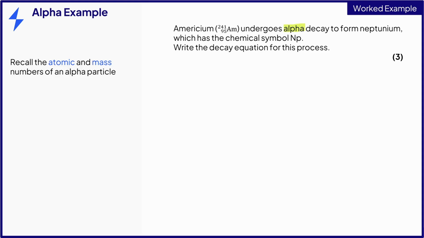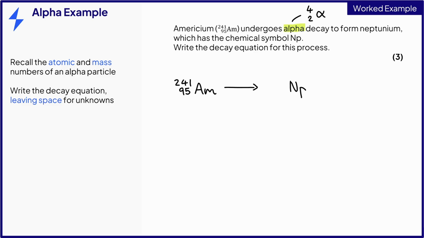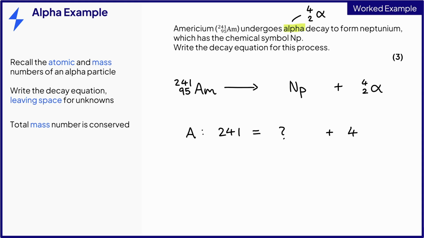The first step is to recall the alpha particle's mass and atomic numbers. These are 4 and 2. Next, write the information we already have into the decay equation. We know americium's chemical symbol, and we know neptunium and an alpha particle are the products. Remember that mass number is conserved, so americium's mass number is the sum of neptunium's mass number and the alpha particle's mass number. Some quick rearranging shows us neptunium's mass number is 237. This is 1 mark.